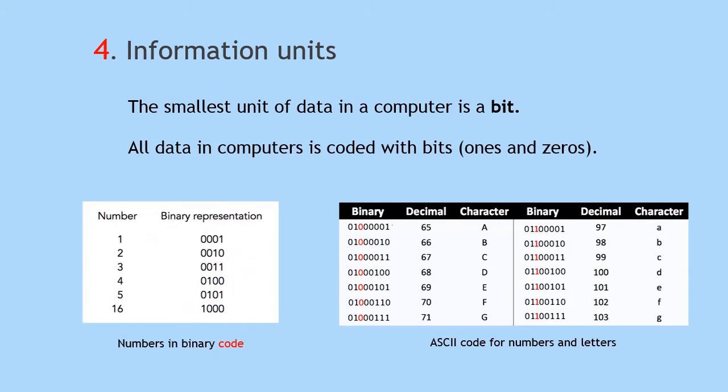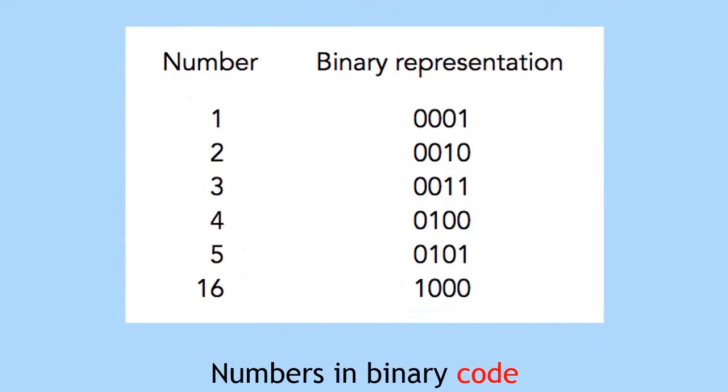Well, the answer to that is quite complicated, but the key thing here is the binary code. Every number you can think of can be written using only zeros and ones. In the image, you can see decimal numbers and their equivalent in binary.